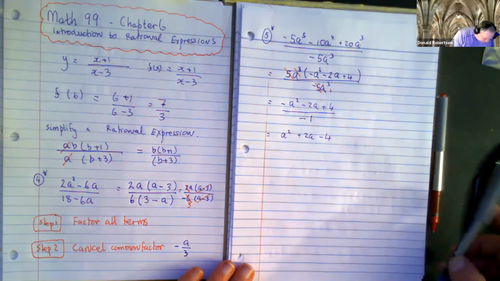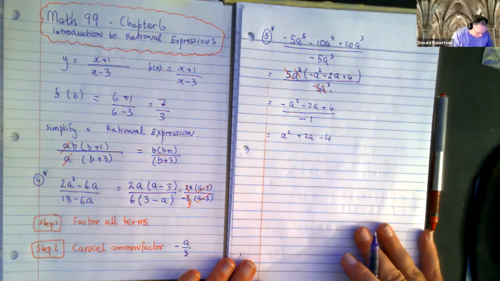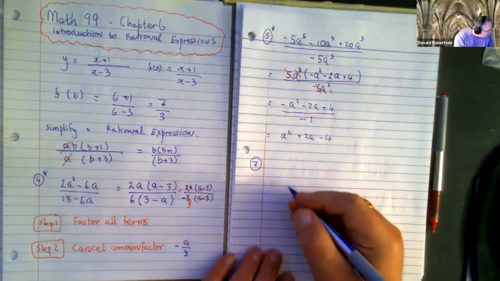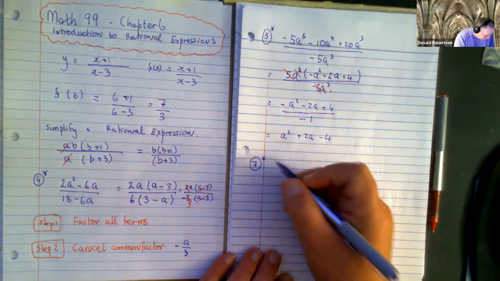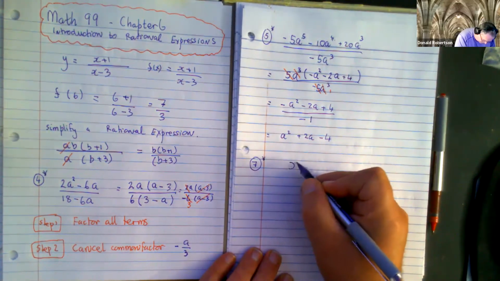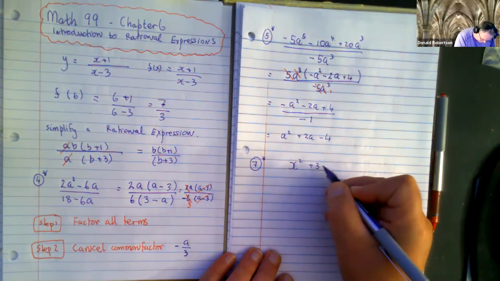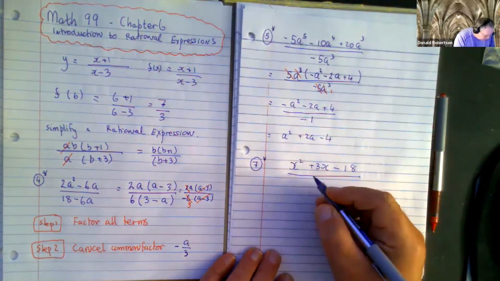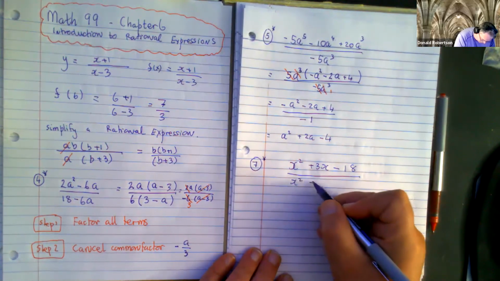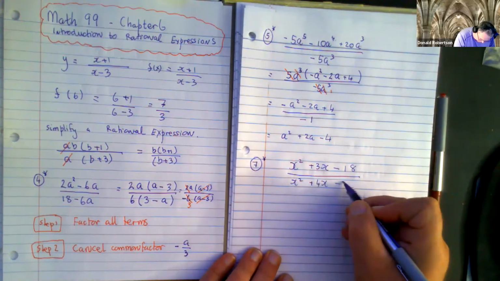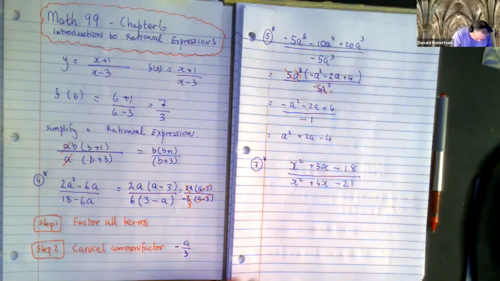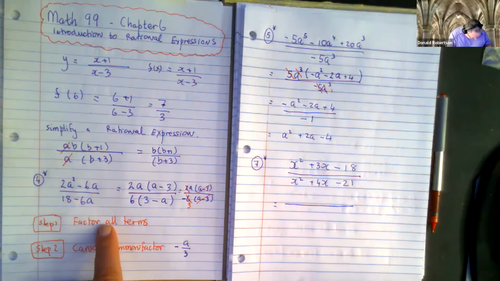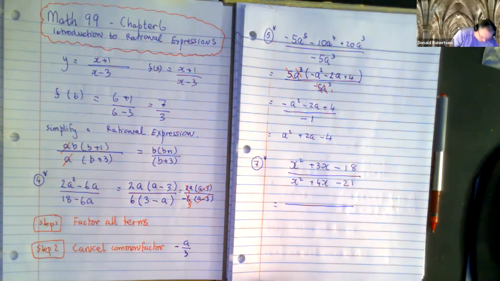So let's look at doing a quadratic as an example. This is going to be a version of 7. So I have x squared plus 3x, take away 18 on the numerator, and I have x squared plus 4x, take away 21 on the denominator. And so I only really have 2 main stages: factor and then cancel.